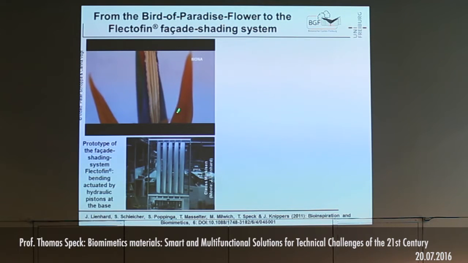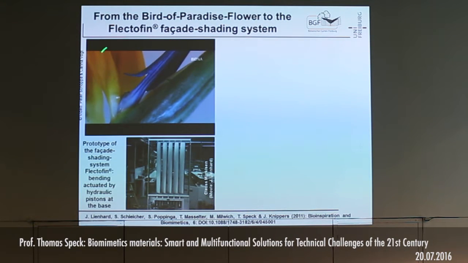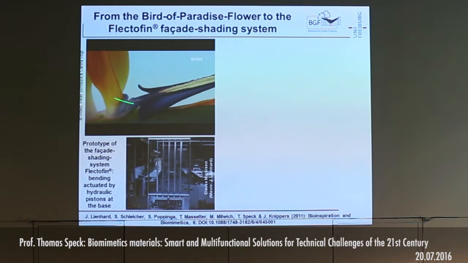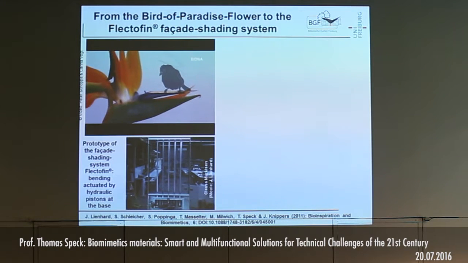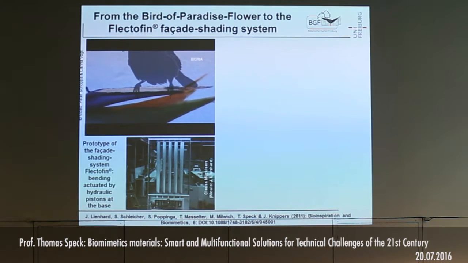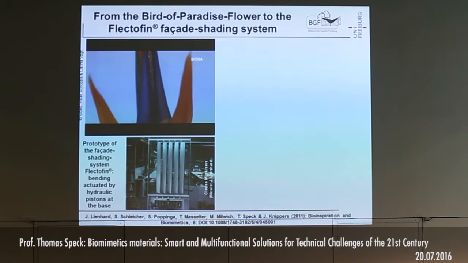And then this perch bends down and opens with a huge elastic deformation, and then the pollen can be transferred via the feet of the bird to the next plant. The pollination can take place. This was our inspiration for a facade shading system. Our idea was, how can we use this for opening and closing a facade shading system without hinges?